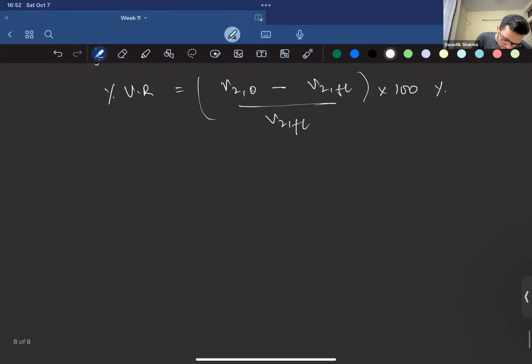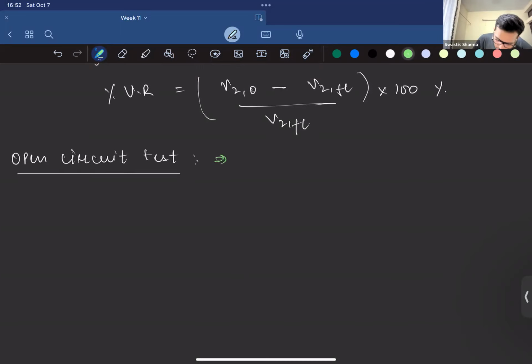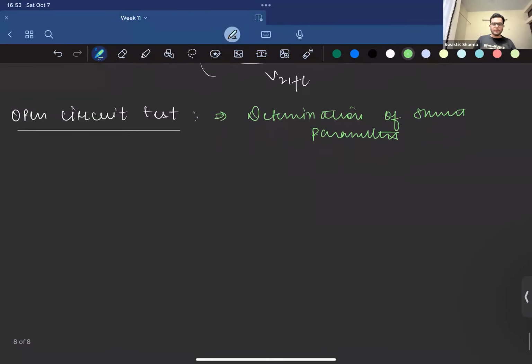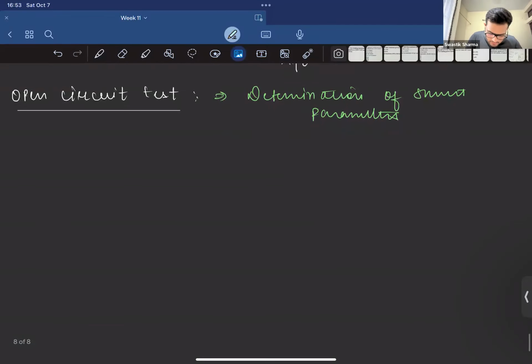So there's one more concept, the open circuit test. This is some testing to derive the parameters of the transformer. In the open circuit test, this is generally used for the determination of shunt parameters. And what exactly do we do in this test?